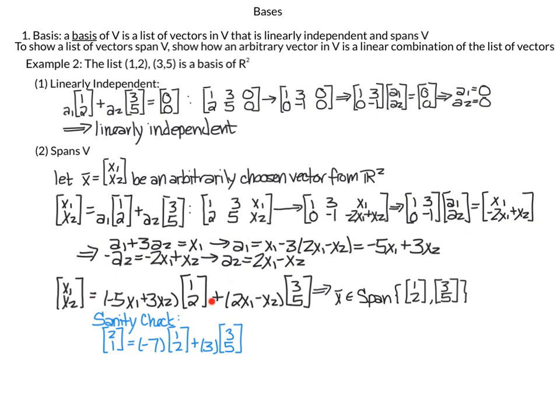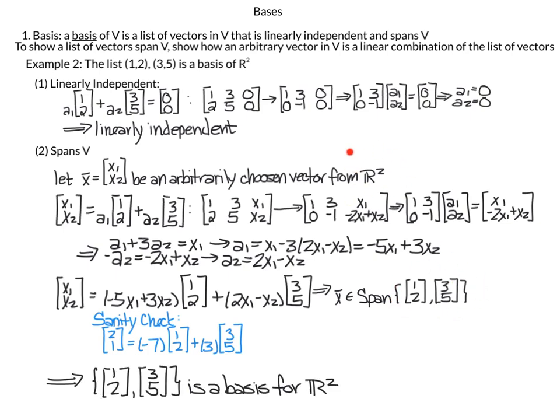And so what we can say is here we've shown that any vector x can be written as a linear combination of (1, 2) and (3, 5), which means that x is in the span of (1, 2) and (3, 5), which means (1, 2), (3, 5) span our space R2. Since the two vectors are linearly independent, and because they span, that means (1, 2), (3, 5) is a basis for R2.